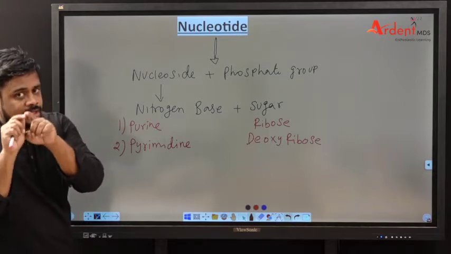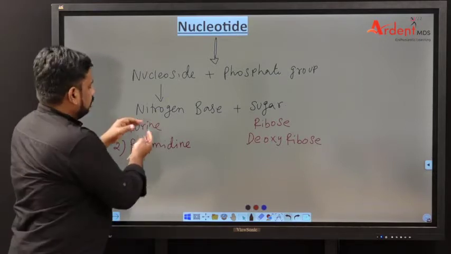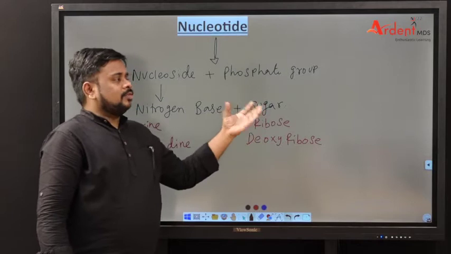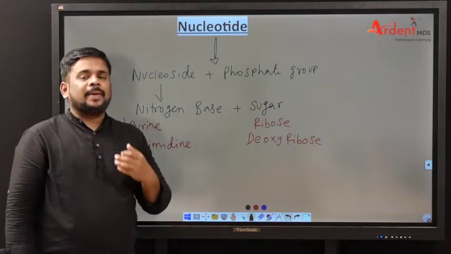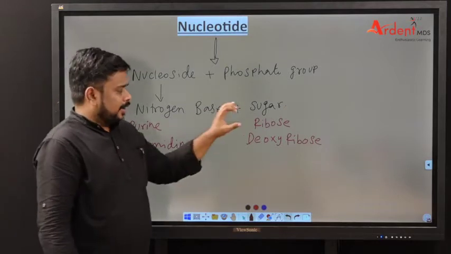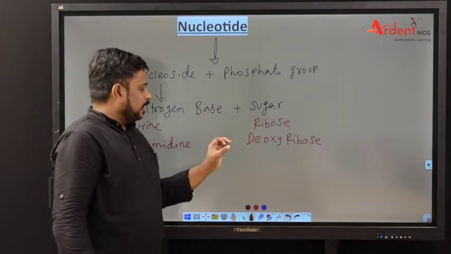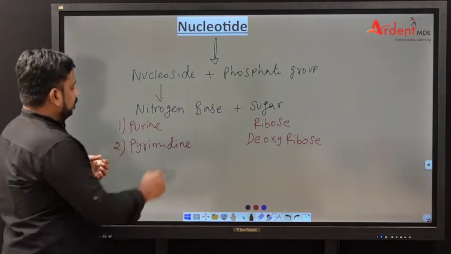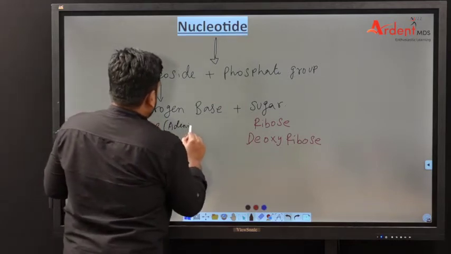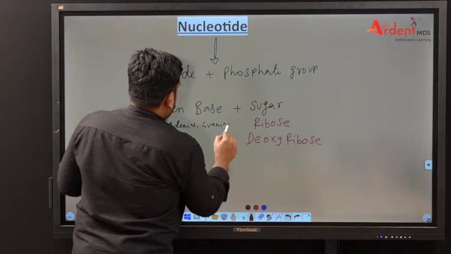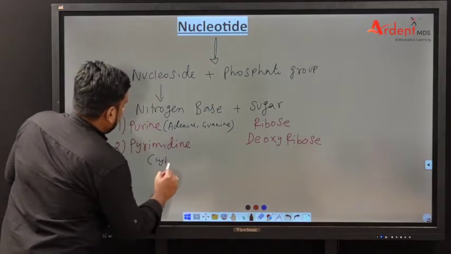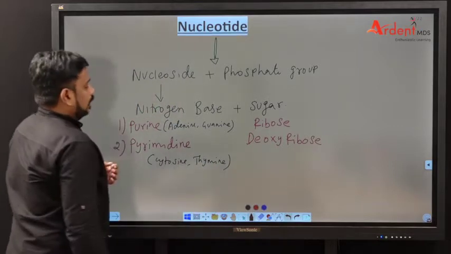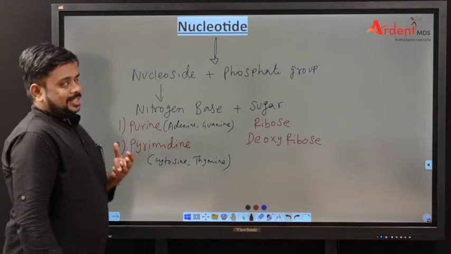Again your question, what is a nitrogen base? Purine or pyrimidine is an example of a nitrogen base. Ribose and deoxyribose are examples of sugar. Both ribose and deoxyribose are pentose sugars. In RNA, ribose sugar is present. In DNA, deoxyribose sugar is present. Examples of purine are adenine and guanine; cytosine and thymine are the pyrimidines in DNA. In RNA, uracil is present.